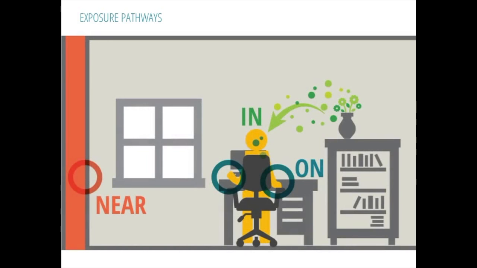A material can be near occupants. Will it be in the space but without directly contacting occupants? It can be on them. Will it come into physical contact with occupants, but probably not be ingested? Or it can be in them. Are occupants likely to ingest the material by breathing or by swallowing?